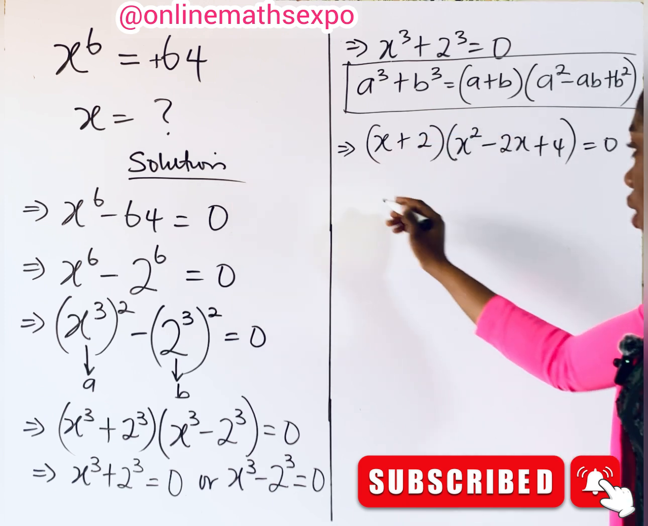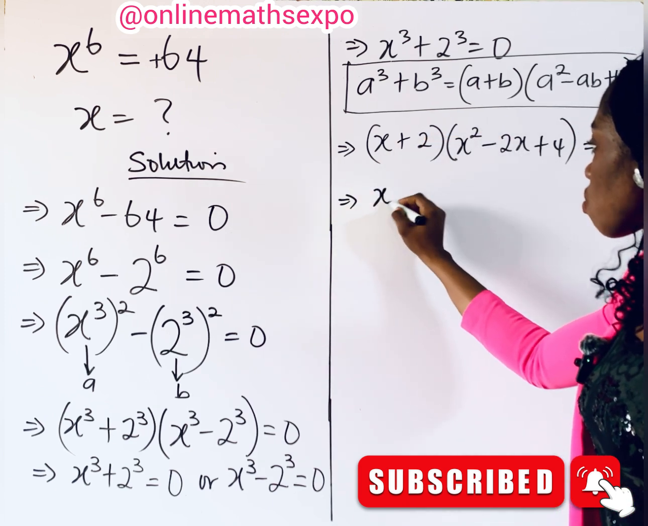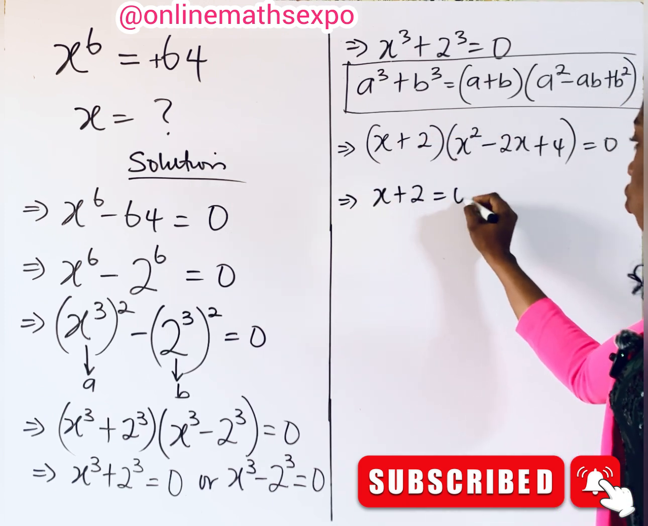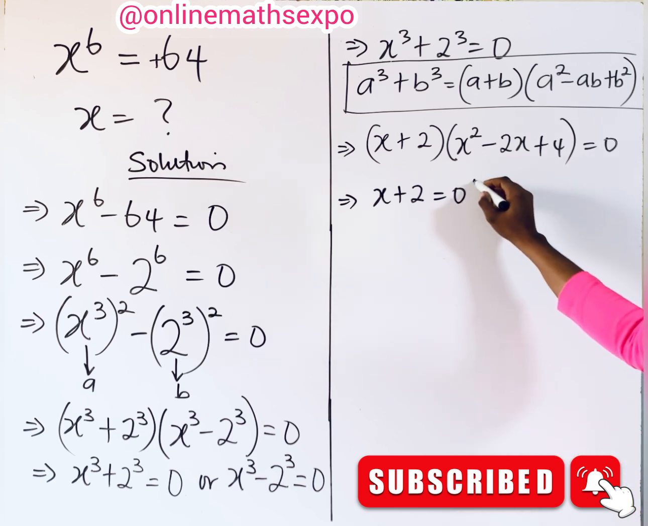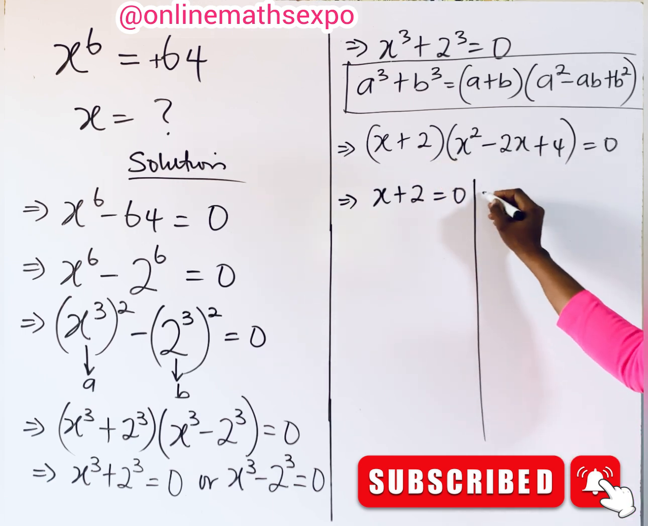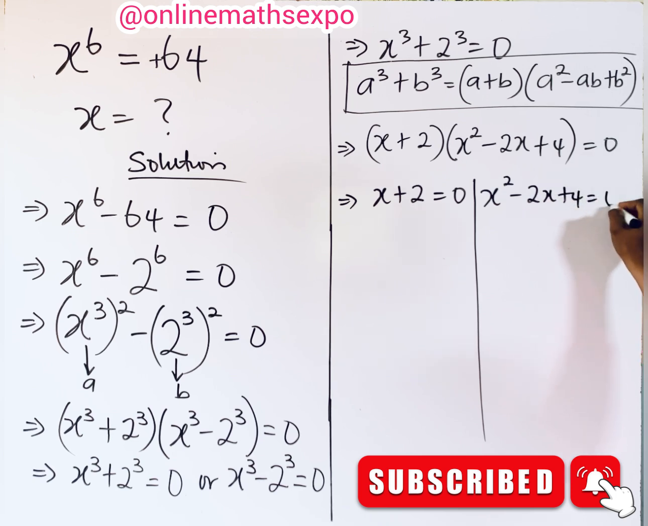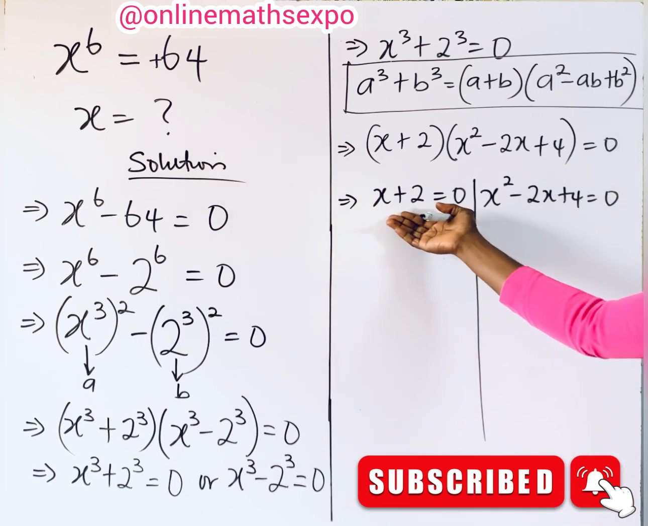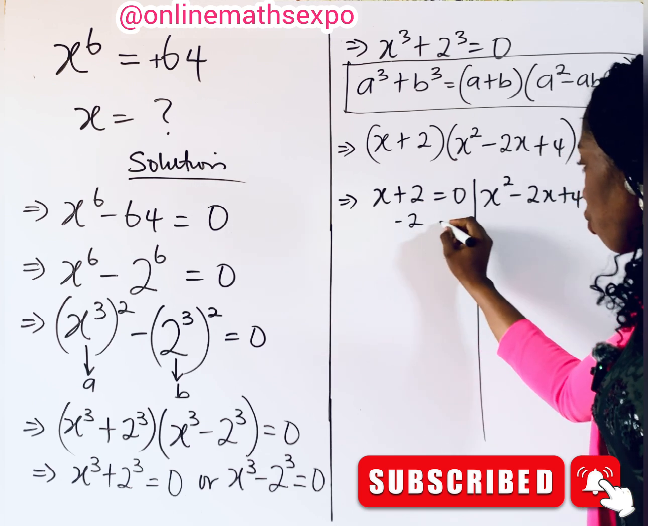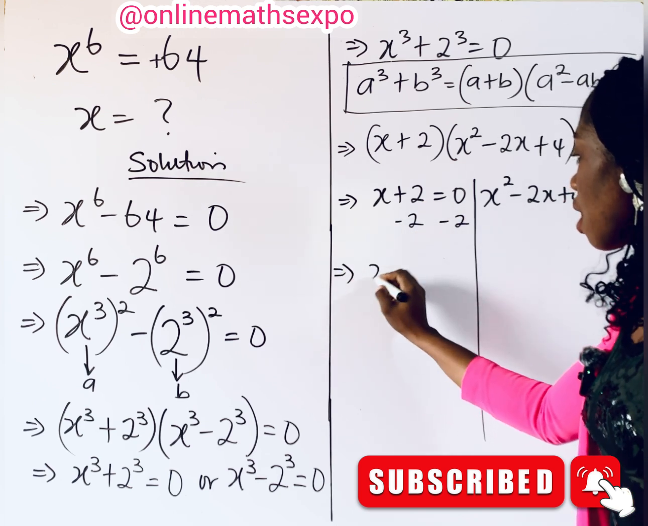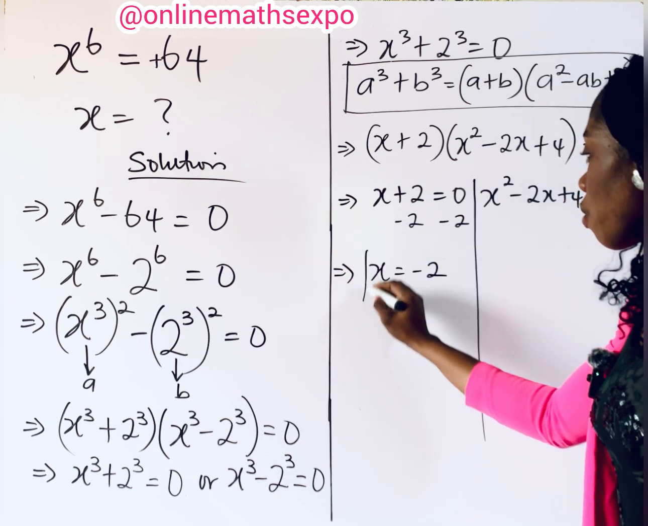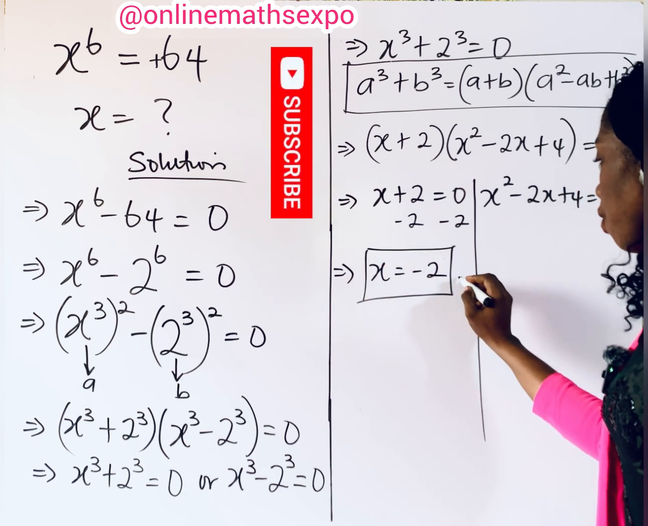Okay, let's take it down. We are going to now have x plus 2 is equal to 0. Okay, we have gotten another one now. And x squared minus 2x plus 4 is equal to 0. To get x here, you need to subtract 2 from both sides, and if you do it, x gives you negative 2. So we have gotten one value of x.